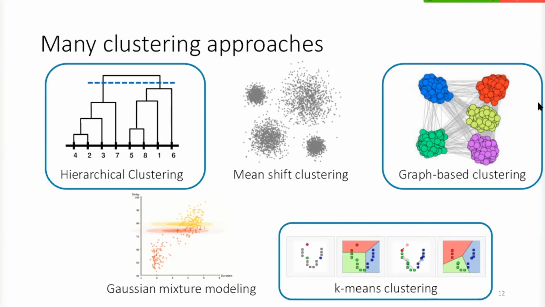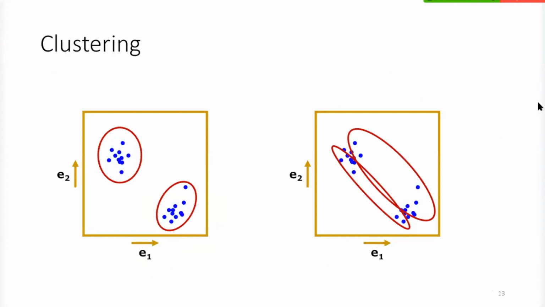Okay. Who knows what hierarchical clustering is? Okay, cool. So just to refresh your memory a little bit, these are two clusterings of the data. Who thinks the one on the left is better than the one on the right? Who thinks the one on the right is better?